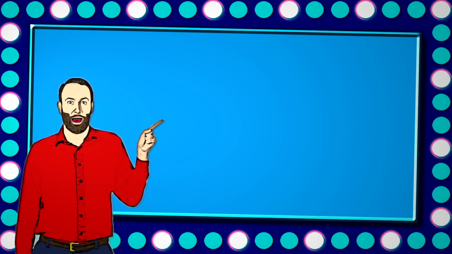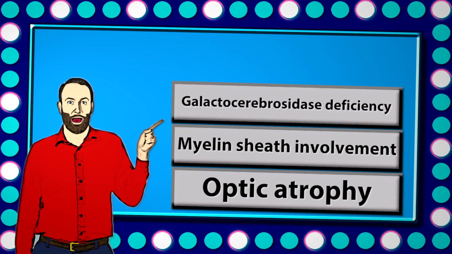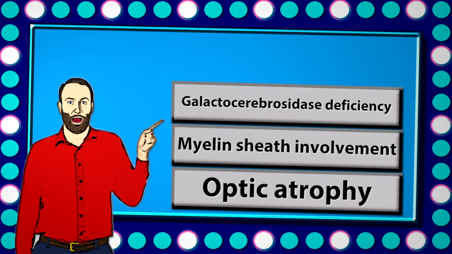All right, guys, it's time to hit the high-yield characteristics that will differentiate these diseases in an episode of Game Show. Remember to yell out the answers. You may want to stop the video in between each one and write these down to review them again later because this stuff is really hard. Let's get started. First one, optic atrophy, myelin sheath involvement, galactocerebrosidase deficiency.